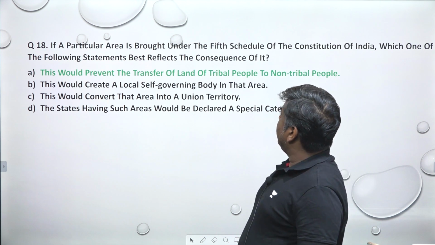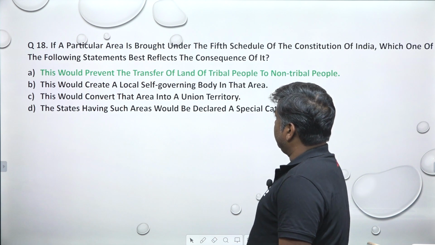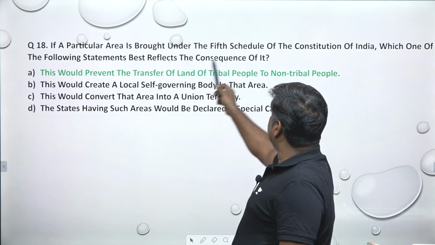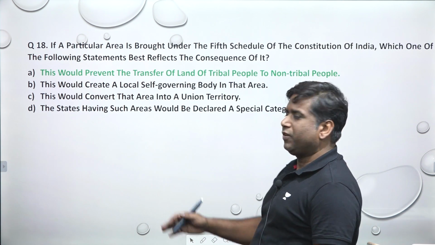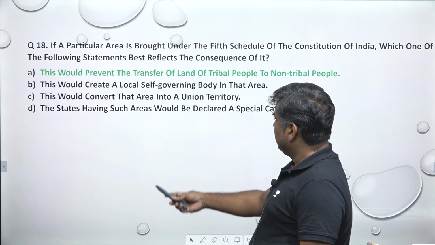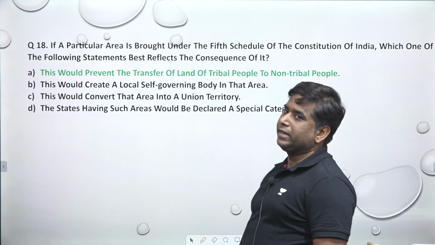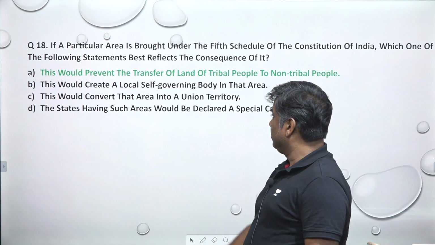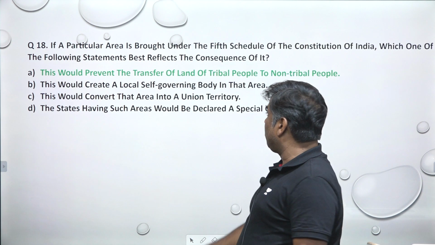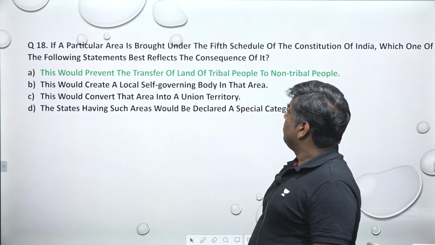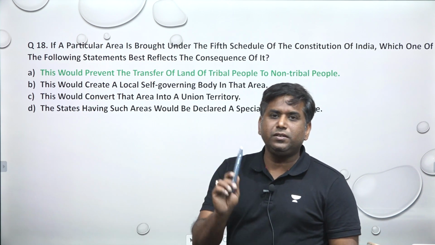If a particular area is brought under the 5th Schedule of the Constitution of India, which one of the following statements best reflects the consequence of it? Guys, first we will go for elimination. The states having such areas would be declared a special category state. Definitely not. This would convert that area into a union territory. Definitely not.